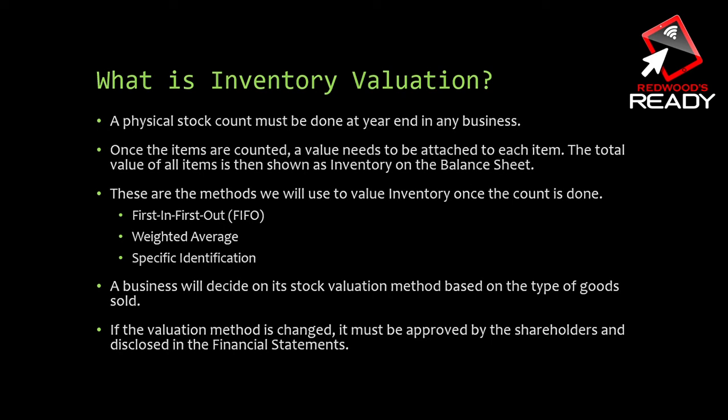For example, if you're selling balloons, you sell hundreds of thousands of them. And they're small, they're inexpensive, and so we would consider something like weighted average. However, if the valuation method is changed, it must be approved by the shareholders and disclosed in the financial statements. Now you will get theory questions where the owner wants to change the valuation method in order to decrease the profit or increase the profit. And those are not the right considerations. The only consideration that should be taken into account is the nature of the stock.